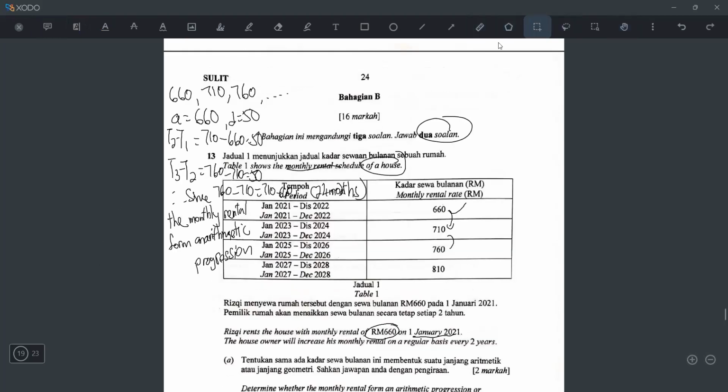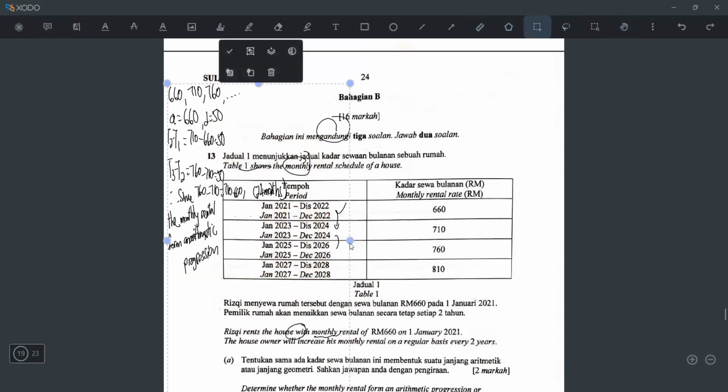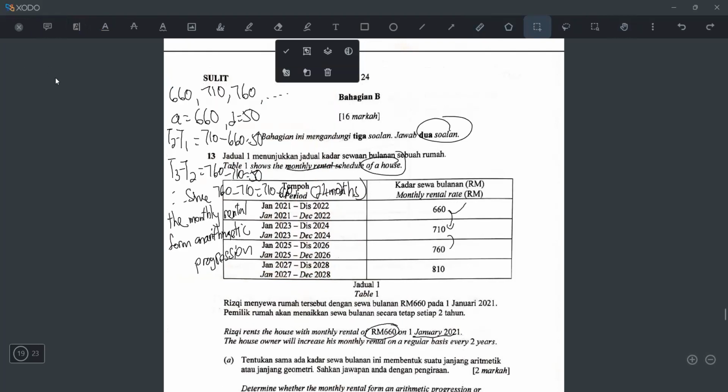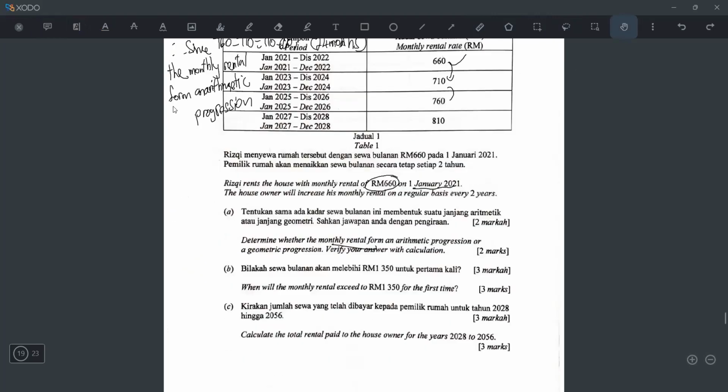Ayo, my handwriting is so ugly. Okay, let's do this. Then, okay, never mind. I think I'll just leave it like this. Okay, I think it's fine. Okay, let's go to B.